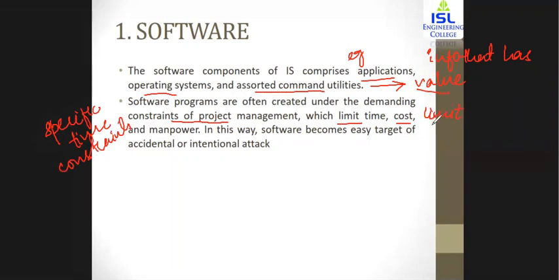That is, the software needs to be built within some specific amount. Now, when you're limiting the cost, it also limits the number of people that are working on the particular software. Now, when you've got these many types of limitations, the software becomes an easy target of accidental or intentional attack.